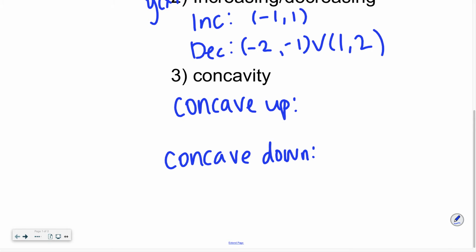Okay, Heidi, where are we concave up? Okay, our derivative is increasing, which means our second derivative is positive. Which means, Allie N, where are we concave down? Okay, when our derivative is decreasing, our second derivative is negative, we are concave down.